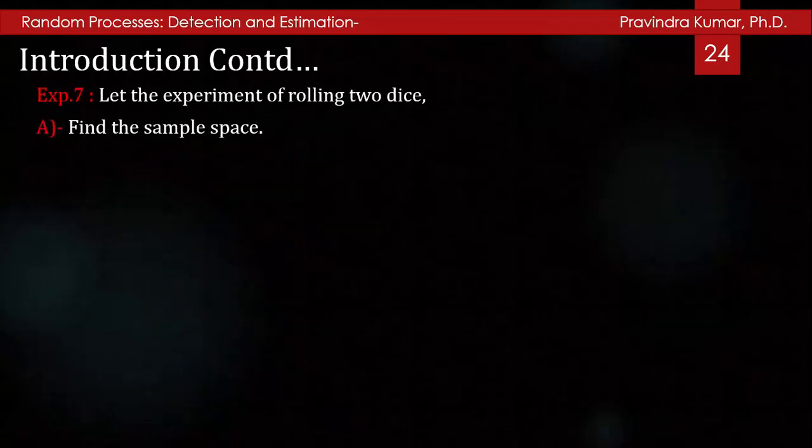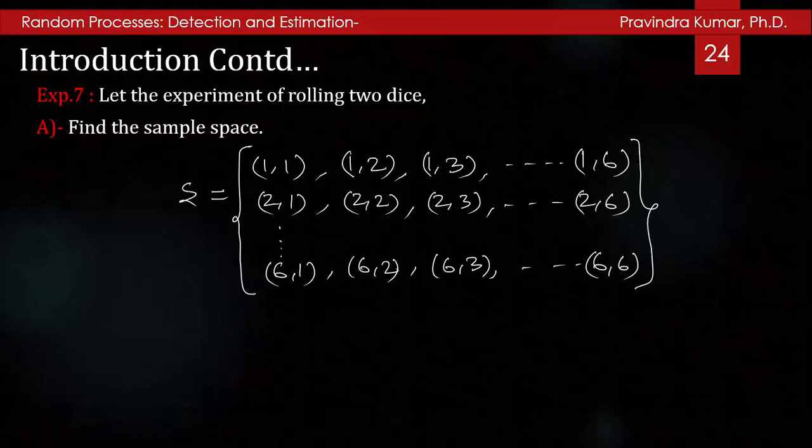Now let us take one other example. Consider the experiment of rolling two dice. Find the sample space. So if I am rolling two dice, the sample space will be 1,1: the outcome in the first die and the outcome in the second die. So for the first row, the outcomes are (1,1), (1,2), (1,3), up to (1,6). And for the second row, they are (2,1), (2,2), (2,3), up to (2,6).